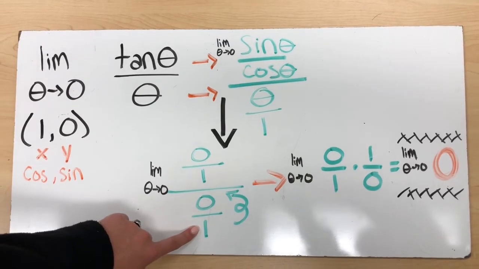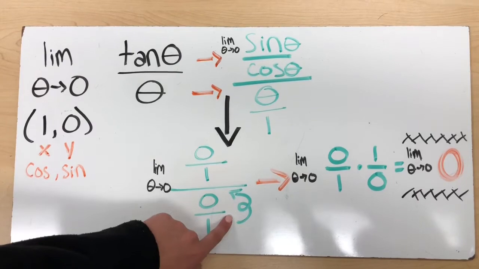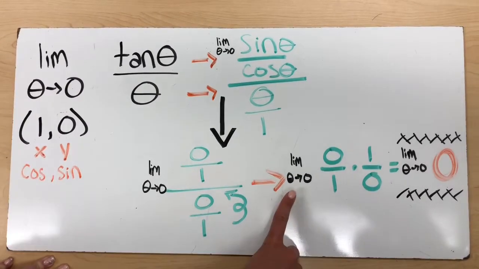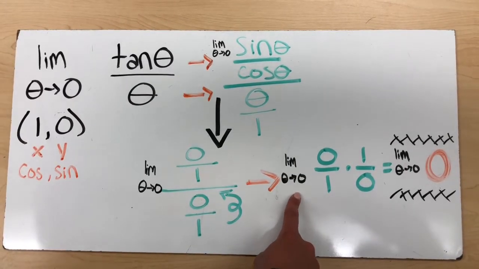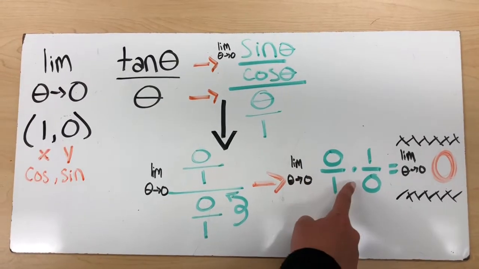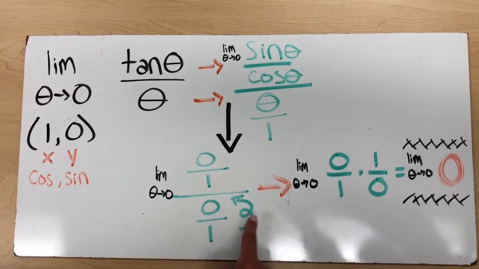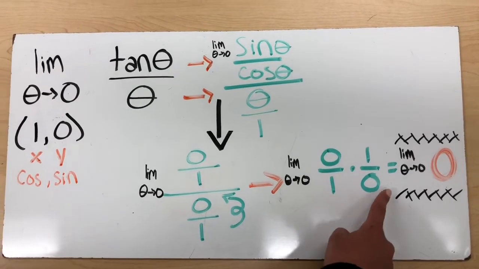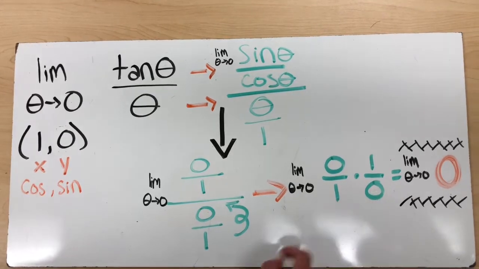So then we'll do the keep flip change, as noted by this arrow here, which will bring us over here. So we'll rewrite it again. Limit as theta approaches 0 is going to be equal to 0 over 1 times 1 over 0, because over here we had 0 over 1 and we had to flip that around. And when we solve for that, we find that the limit as theta approaches 0 is 0.